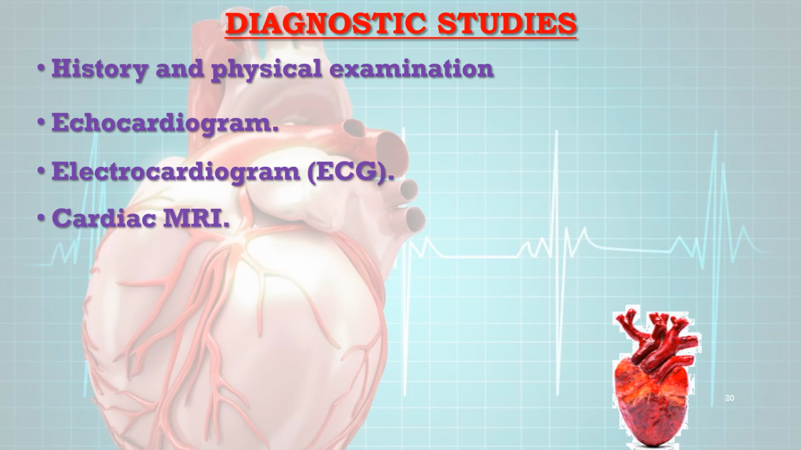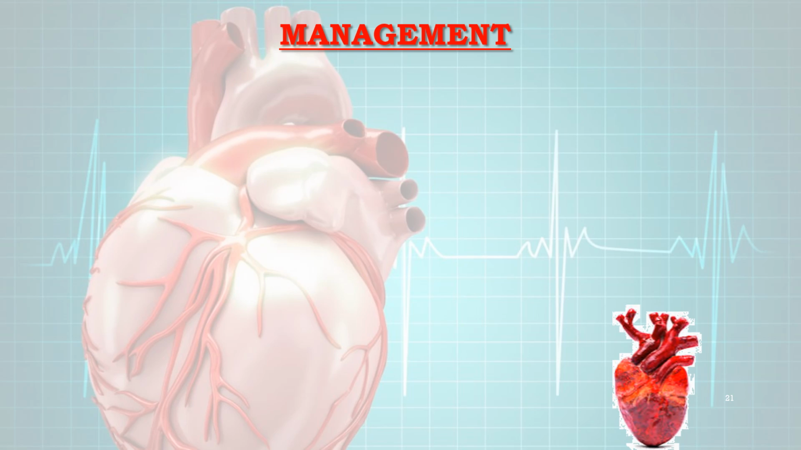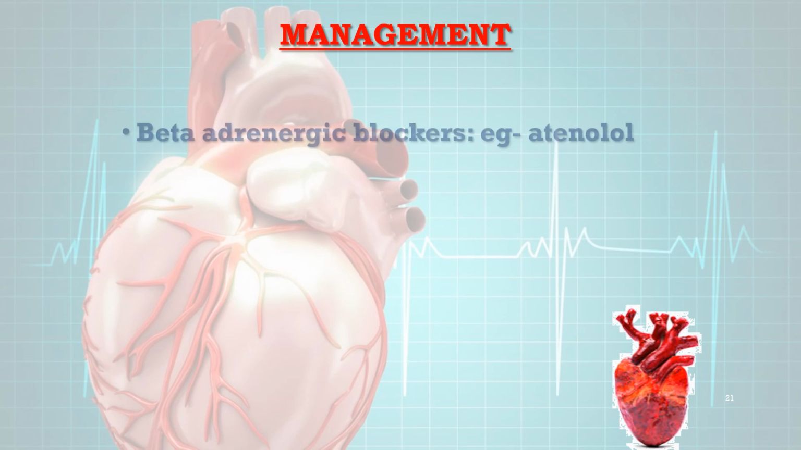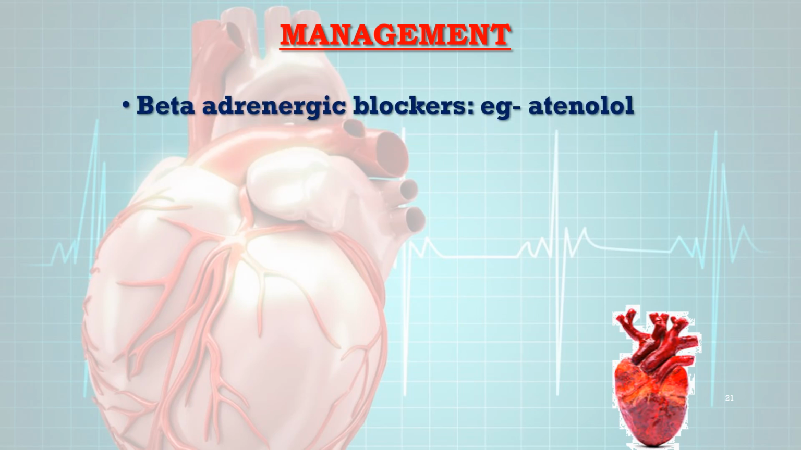Then cardiac MRI, that is a scan of the heart. Nowadays we are going with the angiogram and all. Then cardiac catheterization, that is an invasive procedure. Then management for hypertrophic cardiomyopathy includes beta adrenergic blockers, that is atenolol.